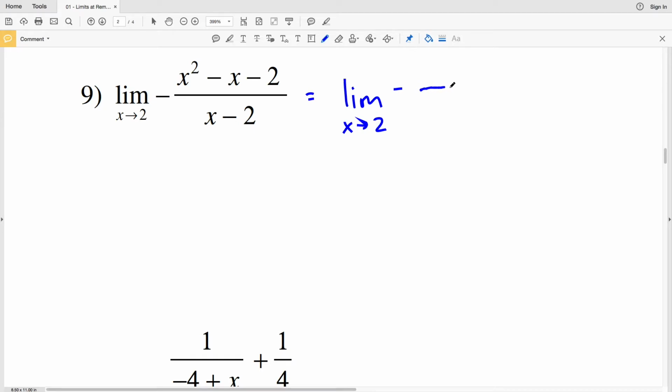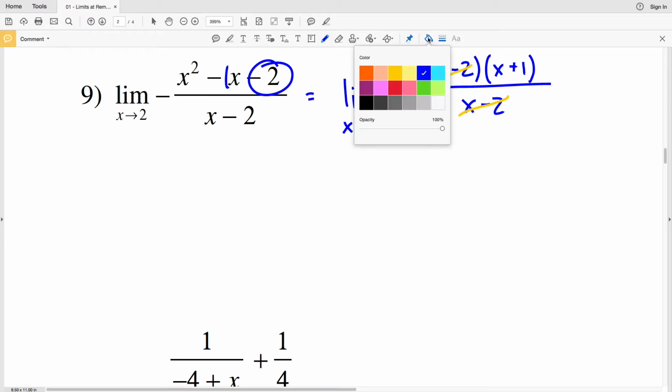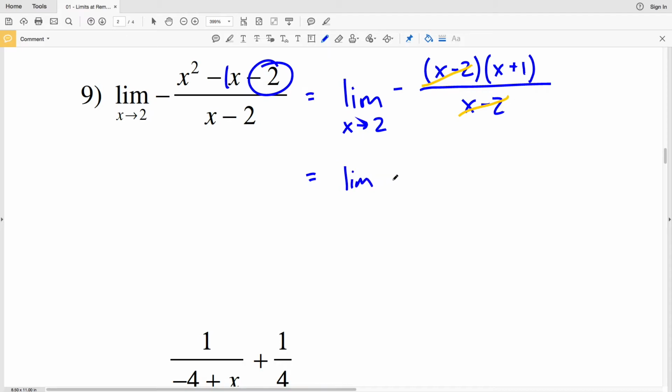So we have negative, or the opposite of, let's factor this numerator. What multiplies to give us negative 2 and adds to give us a negative 1. That's going to be negative 2 and positive 1. So the factored form of x squared minus x minus 2 is x minus 2 times x plus 1. And that's all over x minus 2. So you can see that my x minus 2 will cancel out with x minus 2 to leave me with the limit of the opposite of x plus 1 as x approaches 2.